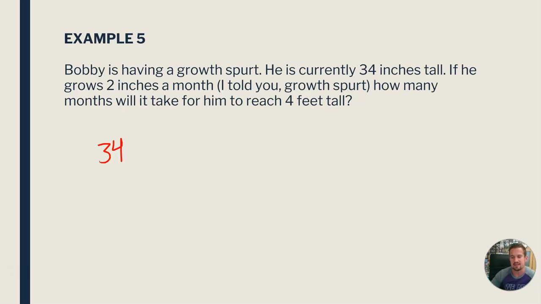So let me write something that is going to be a mistake. I'm going to go ahead and write 34 plus, I want to grow 2 inches every month. Okay? I don't know how many months I'm going to need to grow for, so I'm going to use x to denote however many months it's going to take. Equals, and I'm going to put a 4 here. This is incorrect.